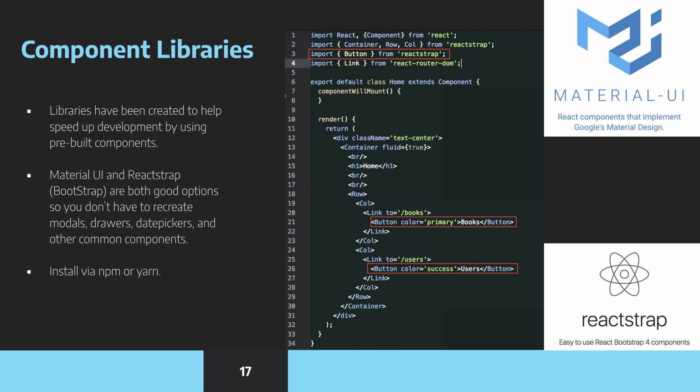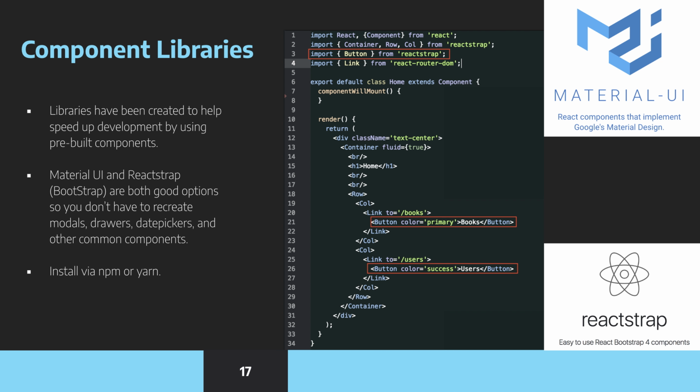So basically you can install these via npm or yarn, and then you just import them like the example on the right. So on line 3, I'm importing Button from React Strap, which is basically the Bootstrap button. And then on lines 21 and 26, I'm using buttons there. That's just a simple way to not have to code out my own button, but I can rely on the styling and basic button functionality of React Strap.